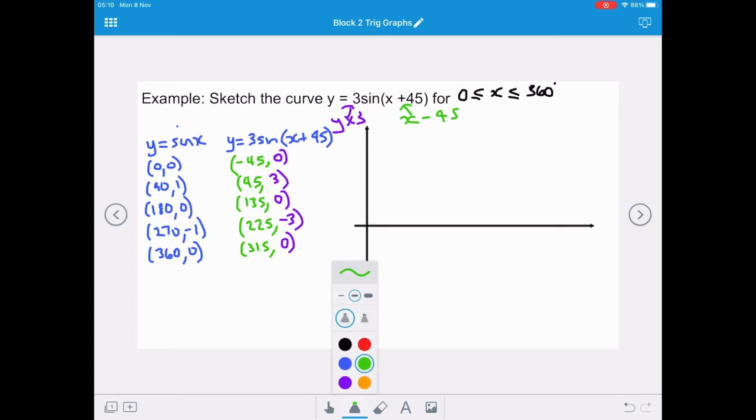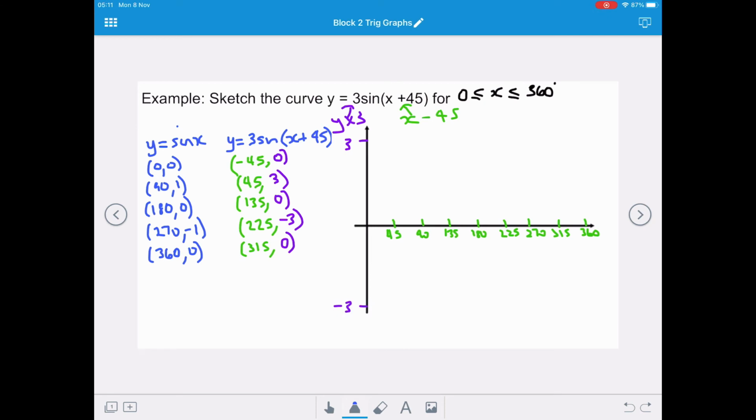So now that we've got our key points, we're going to mark out our scales every 45 degrees evenly using a ruler on our x-axis. So we've got 45, 90, 135, 180, 225, 270, 315, and 360. We also need to mark up our y-axis, and we've got a maximum of 3 and a minimum of negative 3. Again, use a ruler to make sure that these are evenly spaced from your x-axis.